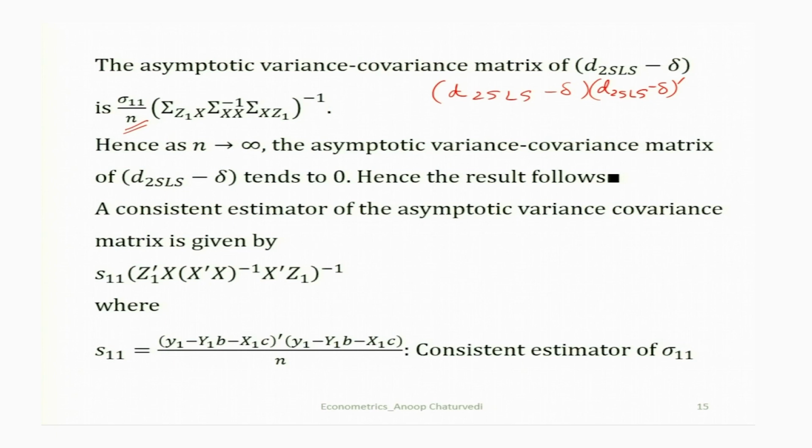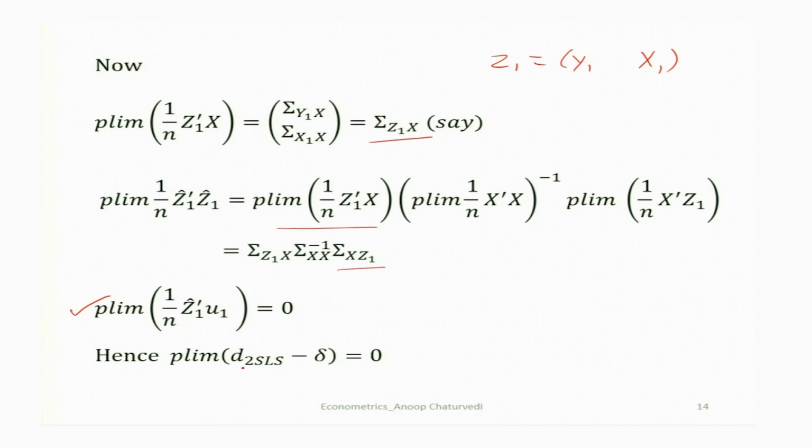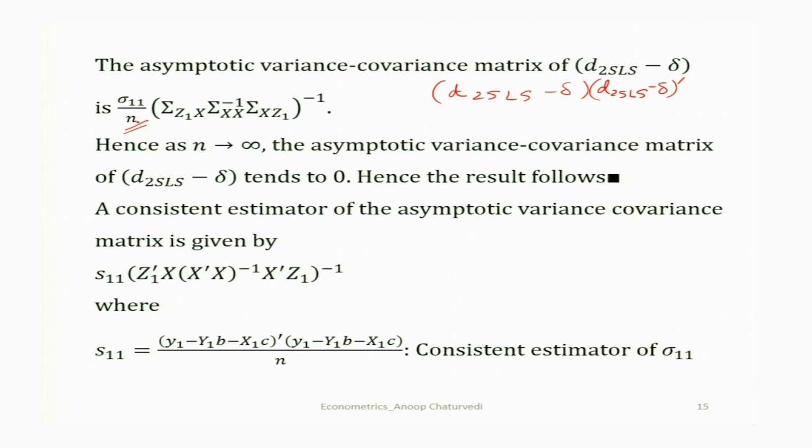So if you combine these two results, the probability limit of delta hat 2SLS minus delta is equal to 0, and its asymptotic variance covariance matrix actually tends to 0 as n tends to infinity. So this shows that delta hat 2SLS is a consistent estimator of delta.